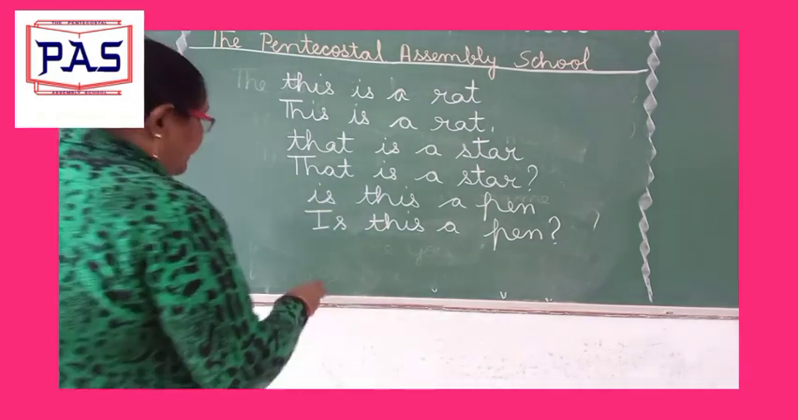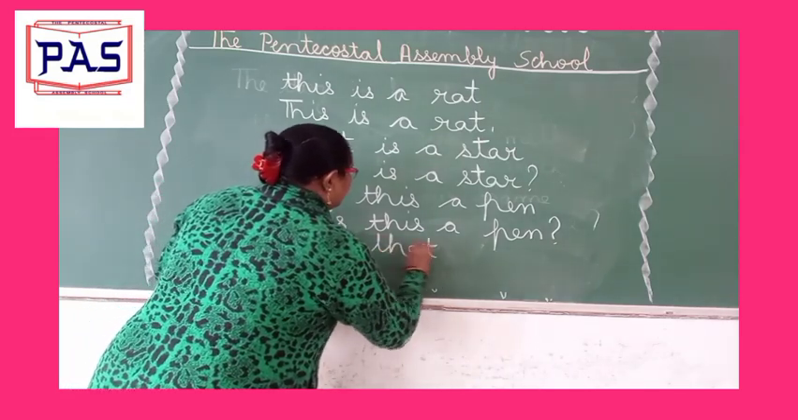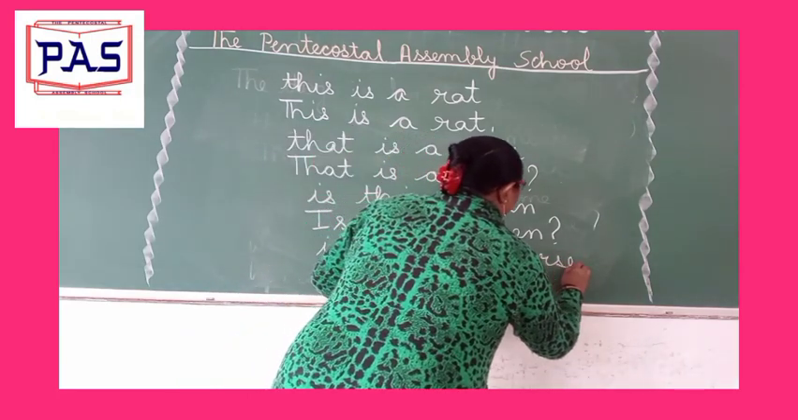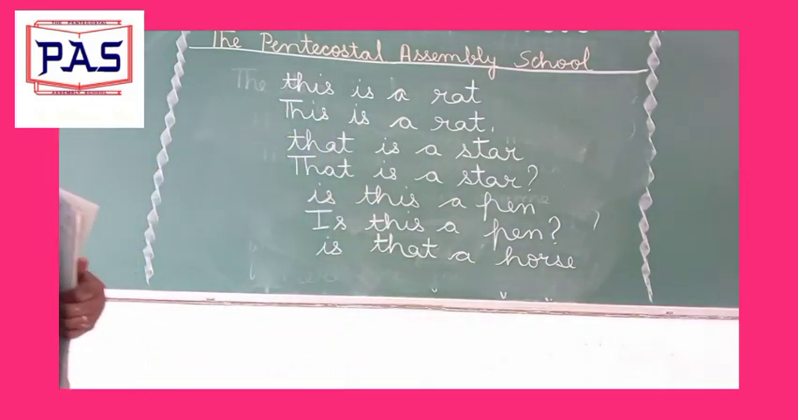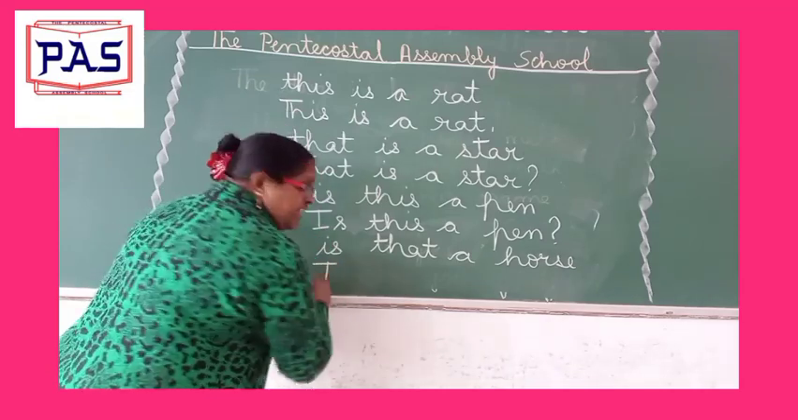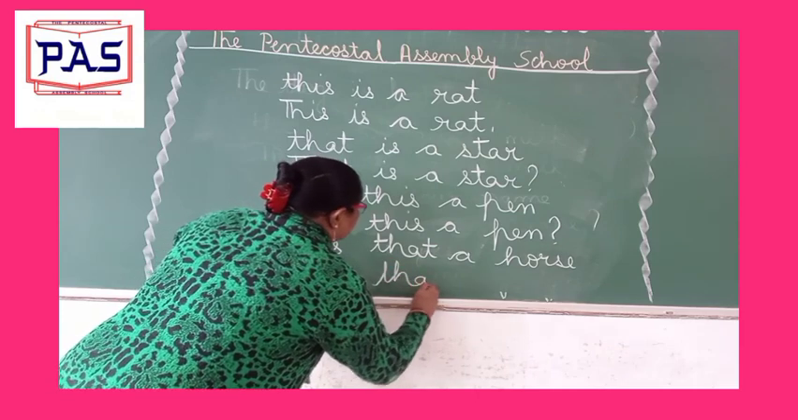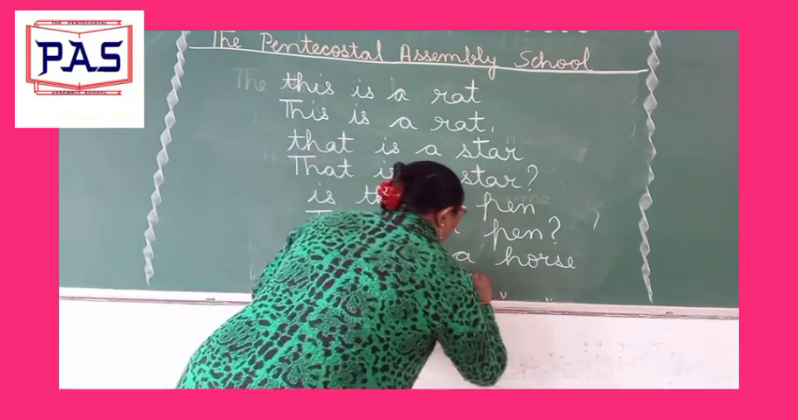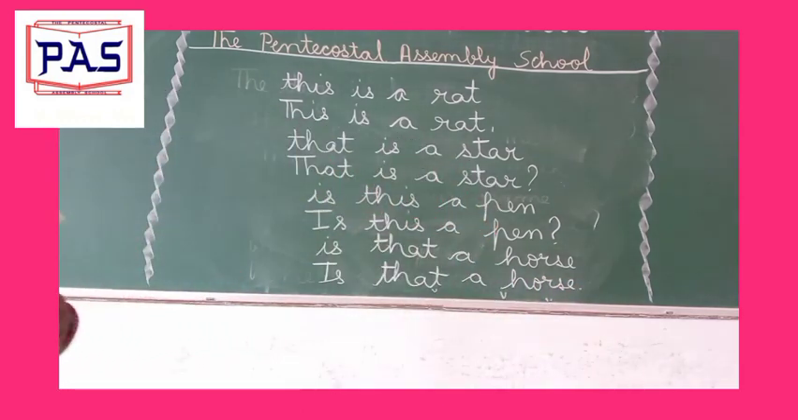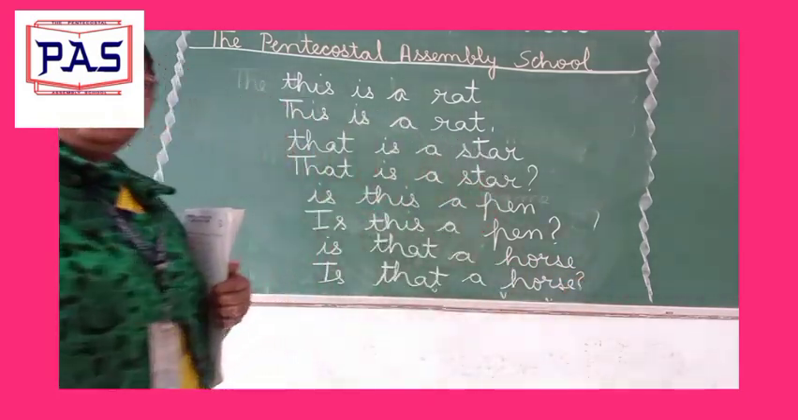Is that a horse? The next sentence is, is that a horse? Now, the sentence is not correct. So, starting with capital letter. Is that a horse? Is that a horse? Question mark.